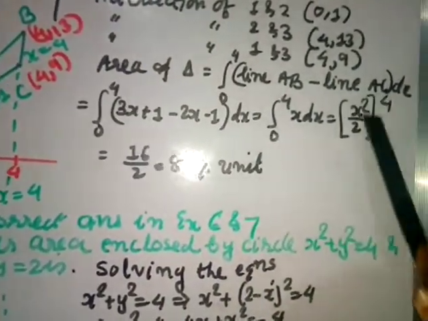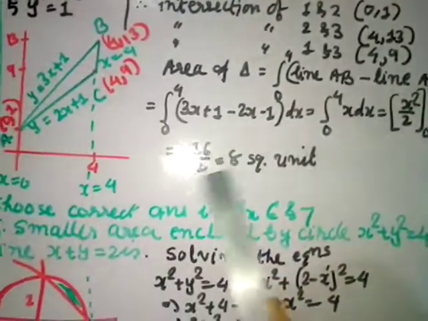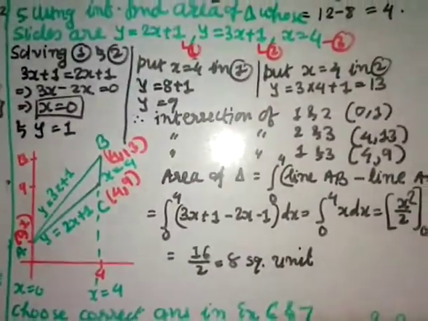Integral of this is x square by 2. Put the limit, that is 4 square, 16 by 2. When you put 0, it is 0. Cut by 2, so 8 square units. So that is the answer for question number 5.